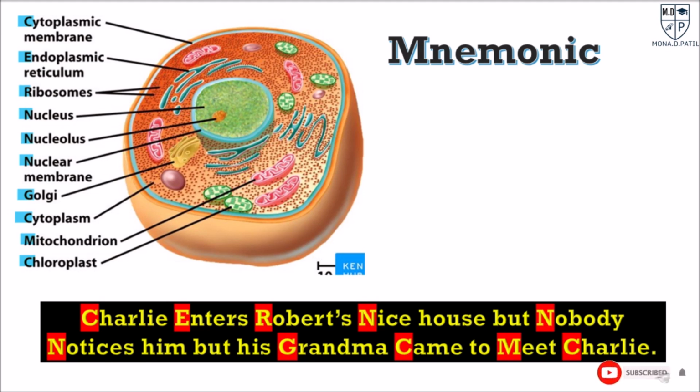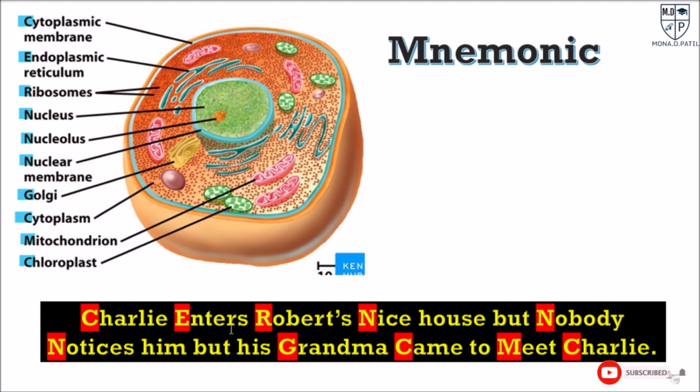For example, I have made a mnemonic of cell organelles. You can see the diagram here. The labeling of the diagram is cytoplasmic membrane, endoplasmic reticulum, ribosomes, nucleus, nucleolus, nuclear membrane, Golgi, cytoplasm, mitochondrion and chloroplast. So these are all the letters which are shown in blue color. Here the mnemonics are made for you.